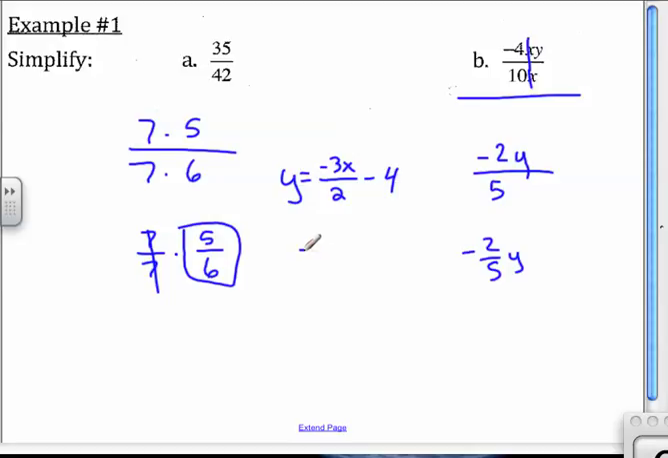So this is the same as y is equal to negative 3 over 2 times 1x over 1, which is just x, right? If it's on the top, I can pull it out. If it's on the bottom, I have to leave it. Okay? Minus 4. Okay. Good job, guys, and I will see you at example 2.